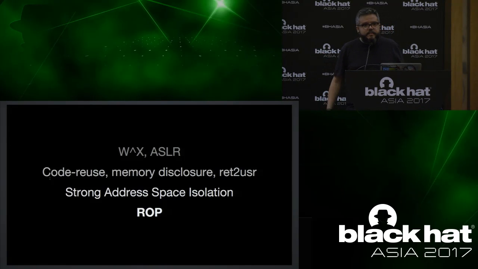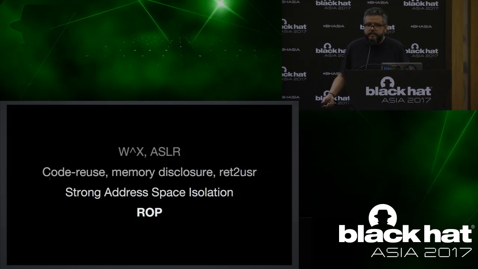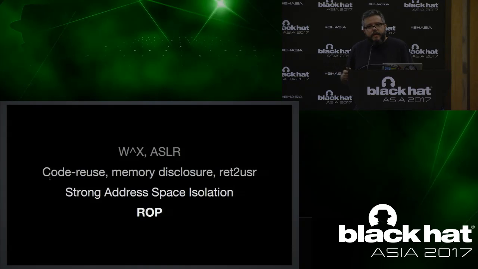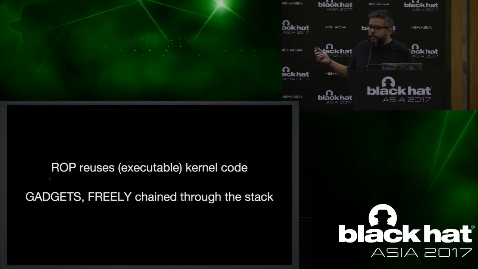But because these protections are becoming really common, attackers developed something called ROP, which is return-oriented programming. Return-oriented programming will basically reuse code. It's a code reuse attack, but we reuse it in a special way to achieve Turing-complete computation. As I said, it's going to reuse kernel code, and it's going to use a concept that we call gadgets. Gadgets are small instruction sequences which are ended by an indirect branch. When we are talking about ROP, we are normally talking about the return instruction. And these gadgets can be freely chained through corrupting the stack.